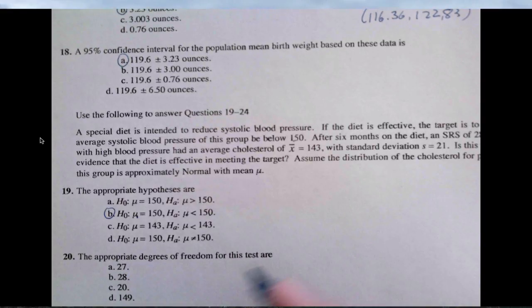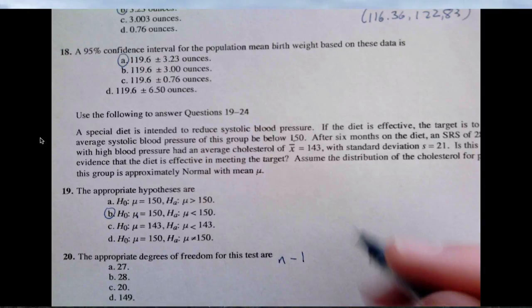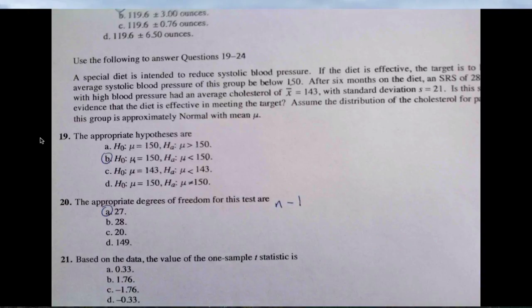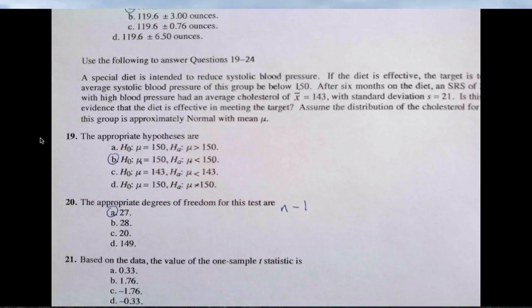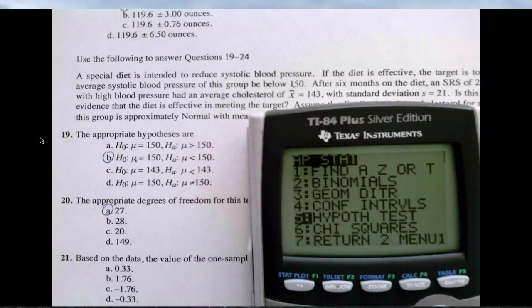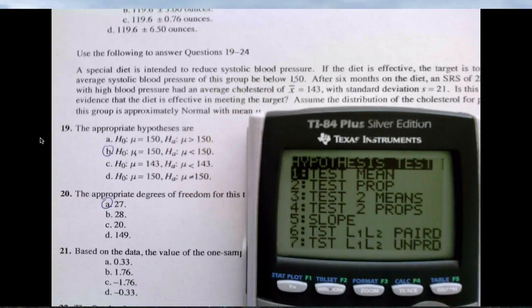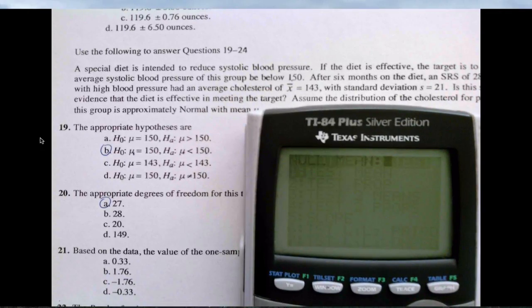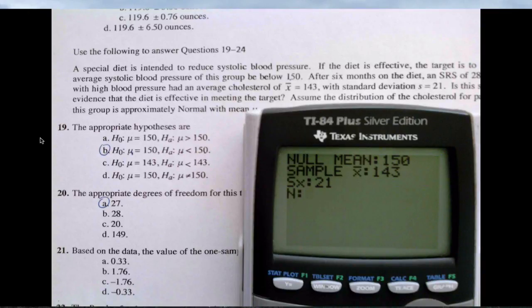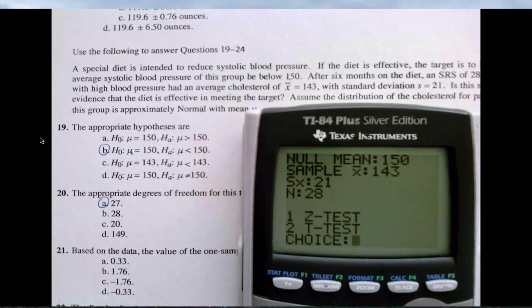The appropriate degrees of freedom in this test are n minus 1. They said that we collected 28, so it would be 27. Based on the data, the value of the one sample statistic is, here we go. Now we're going to enter in all the stuff. So we're going to a hypothesis test based on the data they gave us. We're going to do a test on mean. The null was 150, our sample x bar was 143, the S of x is 21, and the sample size was 28. We're going to do a t-test because this S value is not of the population, it is of the sample.